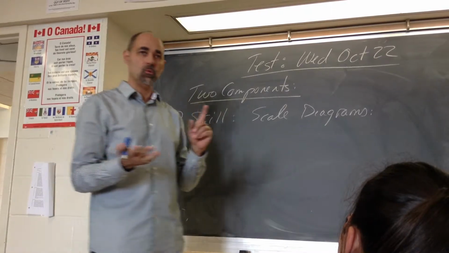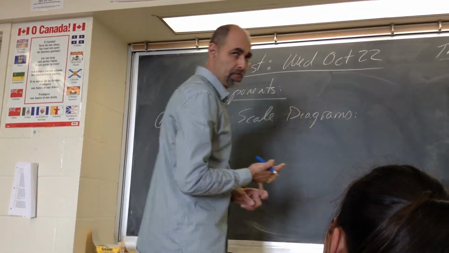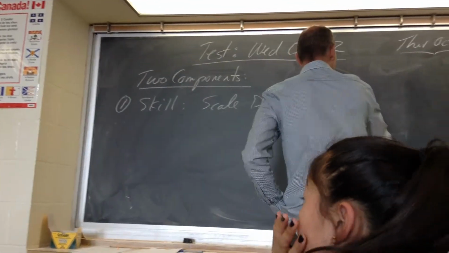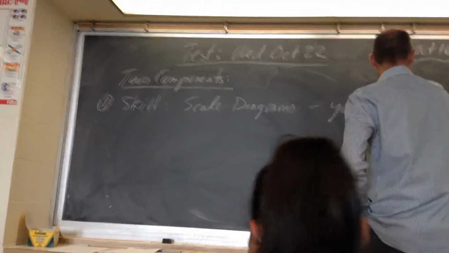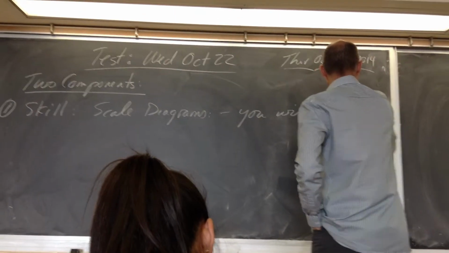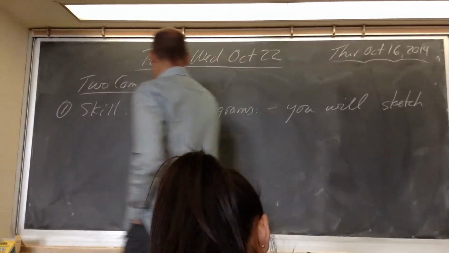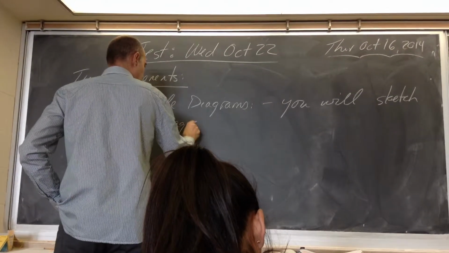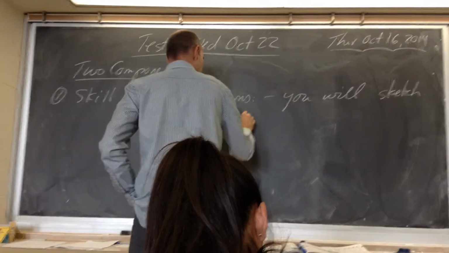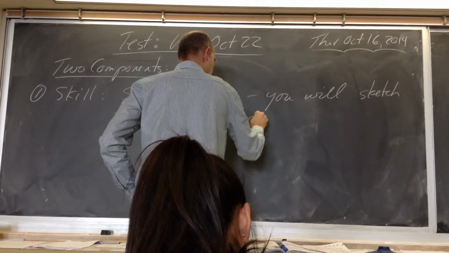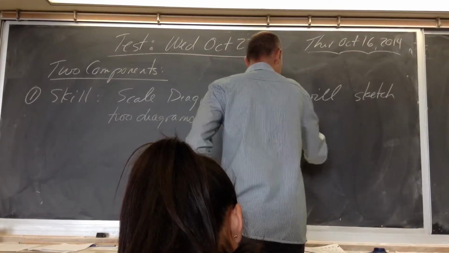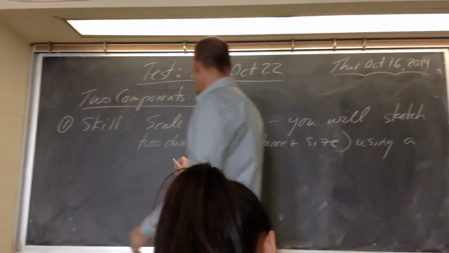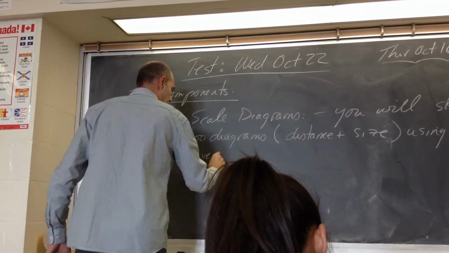So in order to do that well, what are you going to need to bring with you? Compass, protractor, ruler, all that stuff. Okay. Scale diagrams. So you will sketch two diagrams. And that would be for distance and size using a given scale. I will give you the scale.